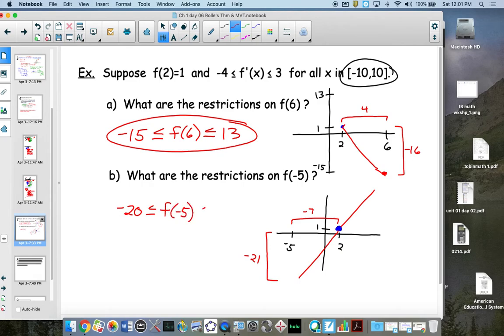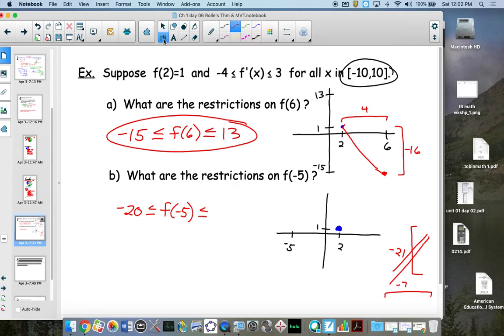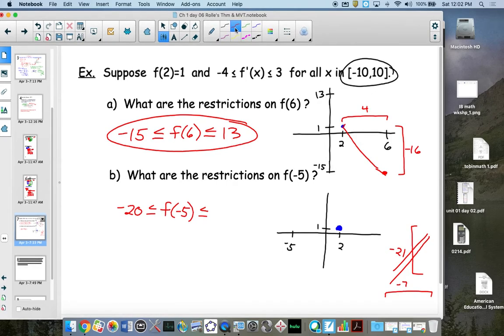On the other hand, let's get rid of those. Okay, on the other hand, with a negative 4 slope, to the left of 2 means it would be going up. So for this 7 units we're going to the left, 4 times 7 is, we would have gone up 28 units.